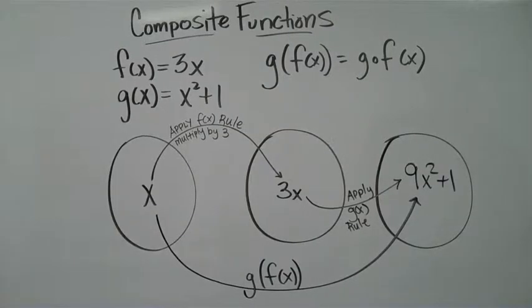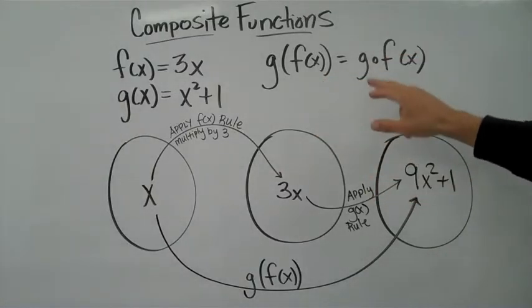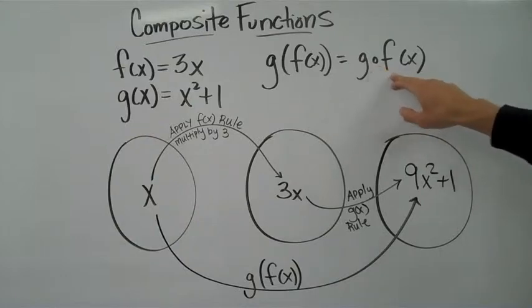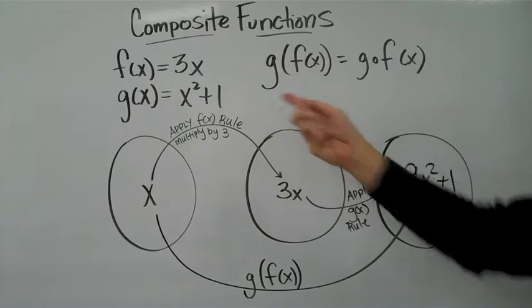In this lesson, we're going to be talking about composite functions. We can now consider composite functions. Let's say f of x is equal to 3x and g of x is equal to x squared plus 1. We can find the composite function g of f of x, which is also written sometimes as g, the little o, f of x.